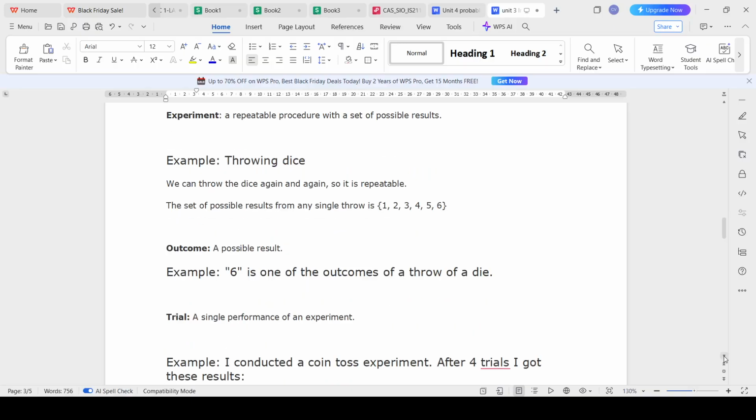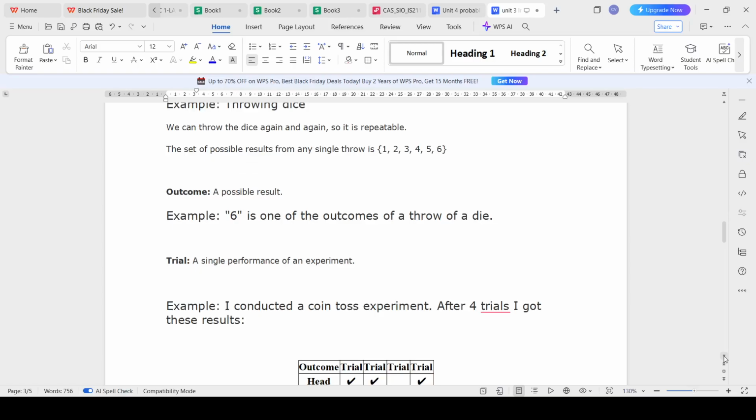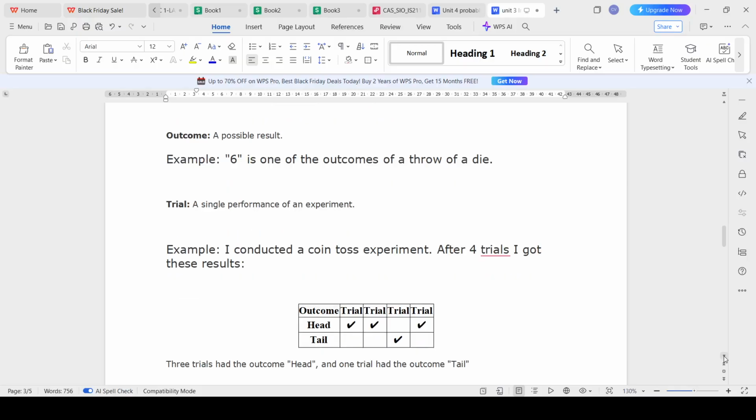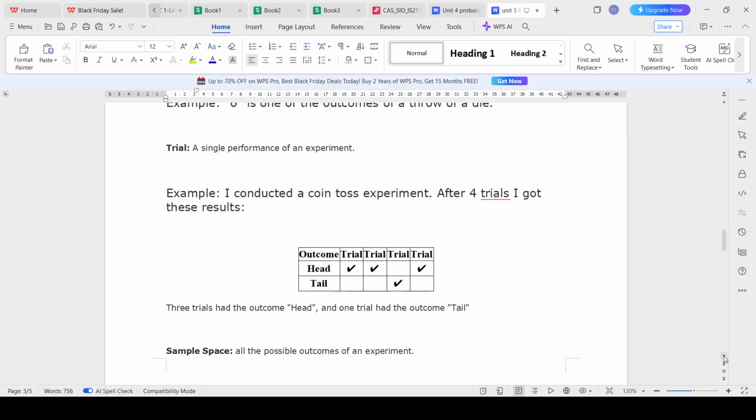Trial: a single performance of an experiment. This is another term, trial. Example, I conducted a coin toss experiment. After 4 trials, I got these results. Trial 1, head. Trial 2, head. Trial 3 is tail. Trial 4 is head. These 3 trials had outcome head and 1 trial had outcome tail. So that's a trial, a single performance of an experiment.